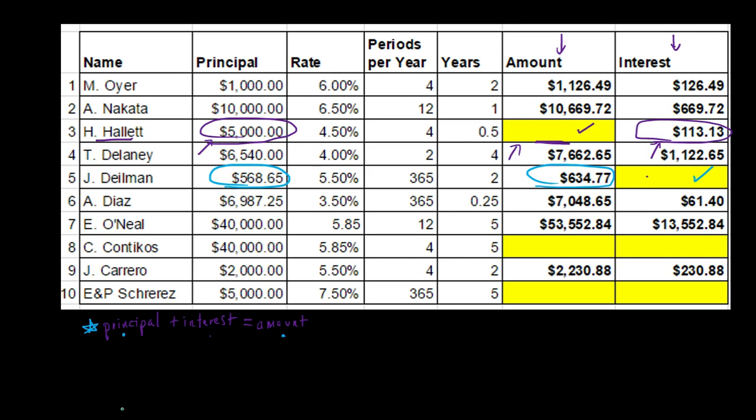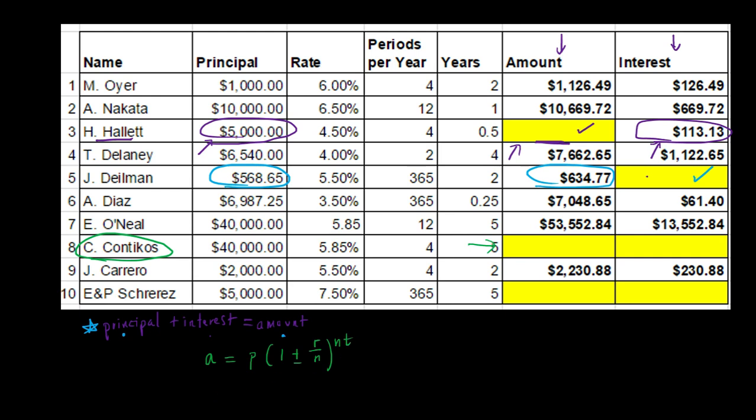Now what about this next one? And lines 8 and 10 will be done the same way. So let's just look at line 8. Notice that both amount and interest are missing, so I can no longer use this simple equation to solve for me. However, I can use my compound interest formula. So A equals P times (1 plus or minus R over N) to the NT.